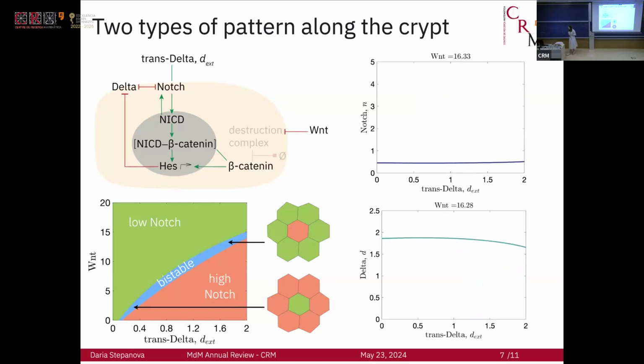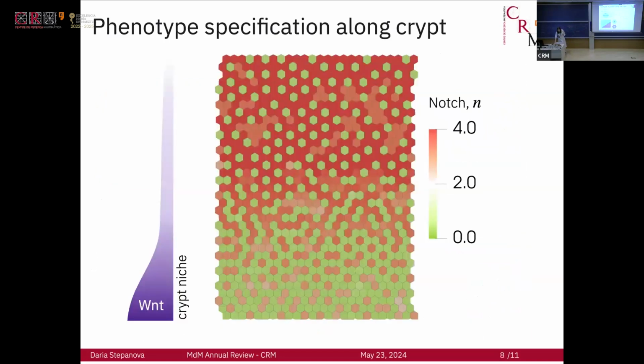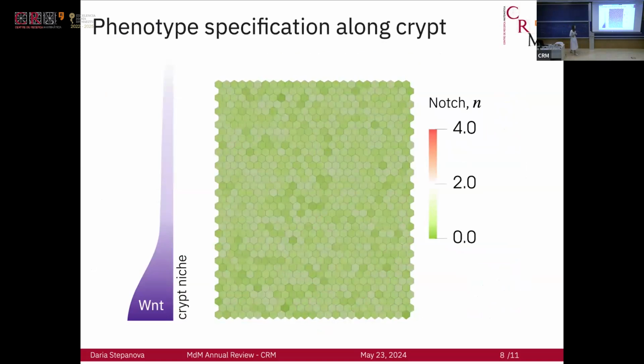And we can see how this looks if I try to simulate it in a crypt geometry, very roughly. So what I'm plotting here, imagine the crypt is like a cylinder, right? So I just cut it in half and open it up. So there is a periodic boundary condition on those vertical sides. And I also apply a Wnt gradient, which is similar to what can be found in the crypt.